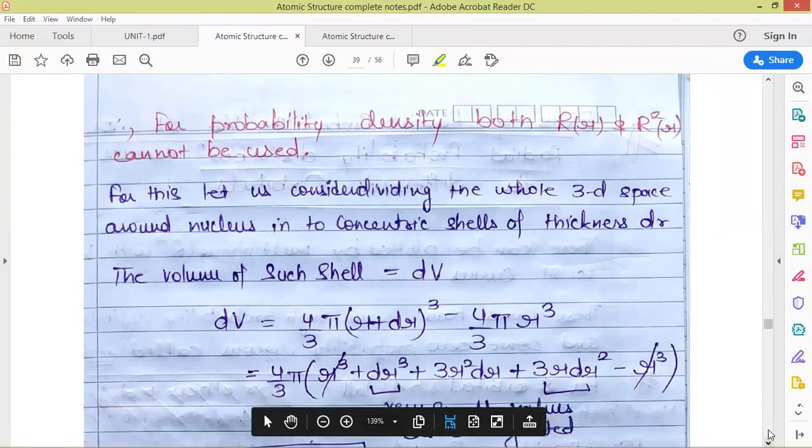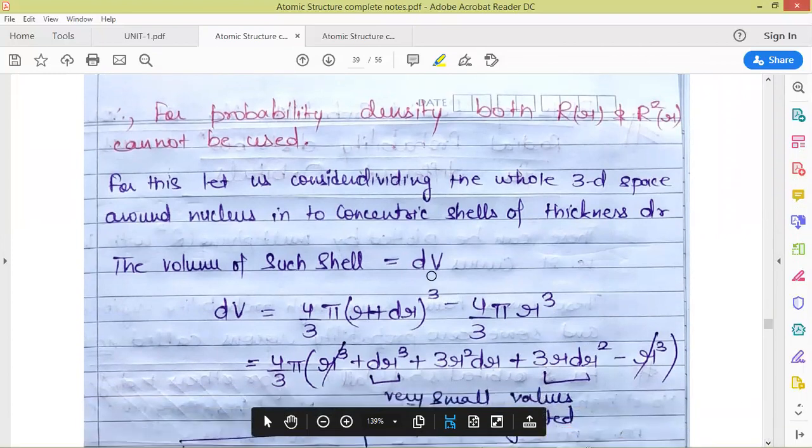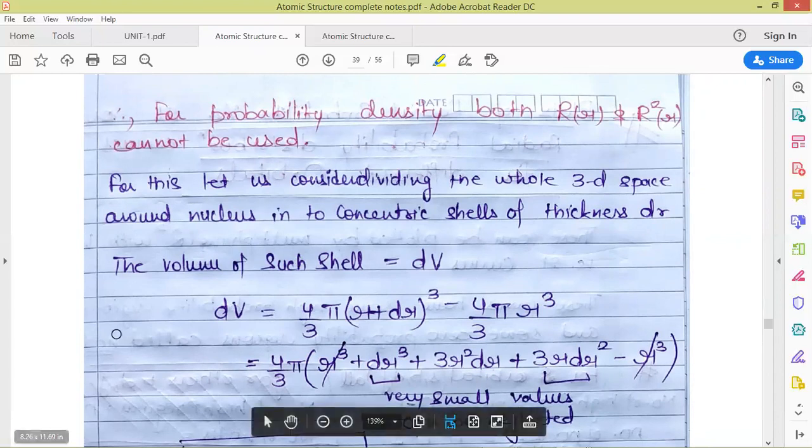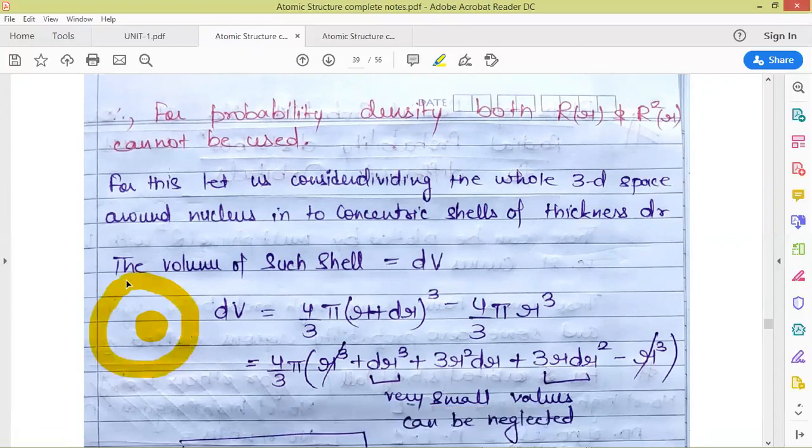So this dV volume is the volume for a shell of thickness dr around the nucleus. So let us say this is a nucleus. Let us imagine a shell around the nucleus. The thickness of this shell is dr.